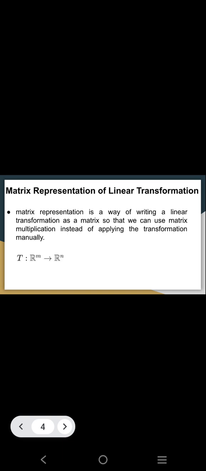Matrix representation of the linear transformation. Matrix representation is a way of writing a linear transformation as a matrix so that we can use matrix multiplication instead of applying the transformation manually. T is a special kind of function; here R^m and R^n are the codomain and domain, and m and n are the rows and columns of the matrix. Here is the matrix A, the matrix representation. Then for any vector u, T of u equals A times u, where A is the given matrix and u is the vector.